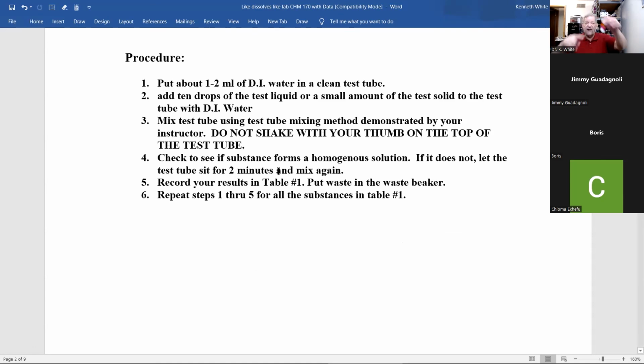You pick it up and you look, is it the same throughout or are there 2 layers? If it's the same throughout, it's soluble. And we call that homogeneous. If there are 2 layers, then it's not soluble. And if it's soluble in water, it's polar. If it's not, it's nonpolar.